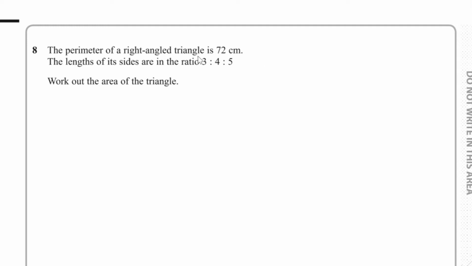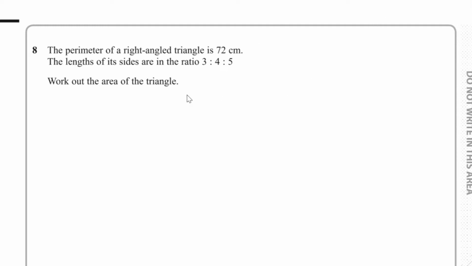Question number 8. The perimeter of a right-angled triangle is 72 centimeters. The lengths of its sides are in the ratio 3:4:5. We have to work out the area of the triangle.